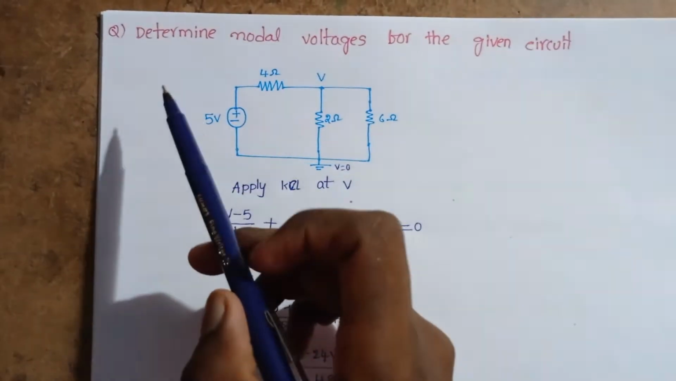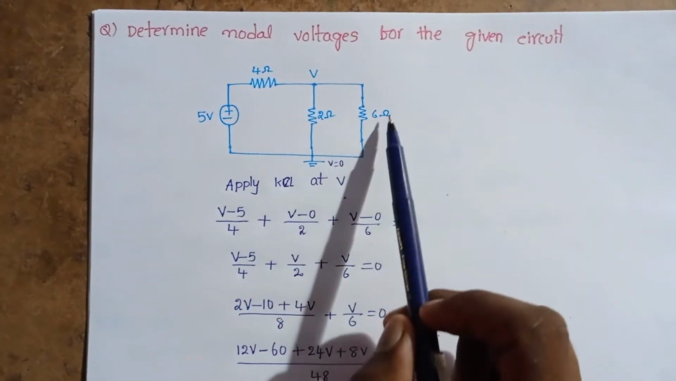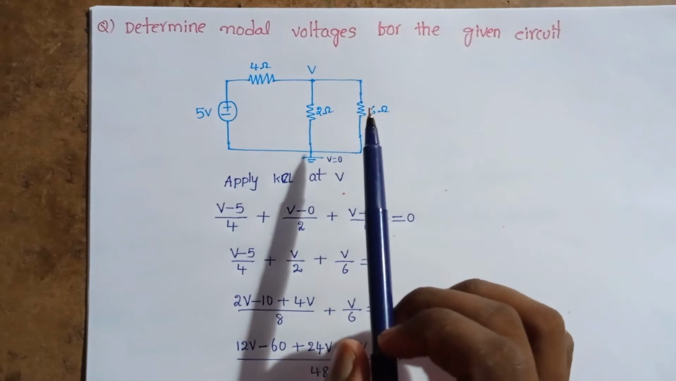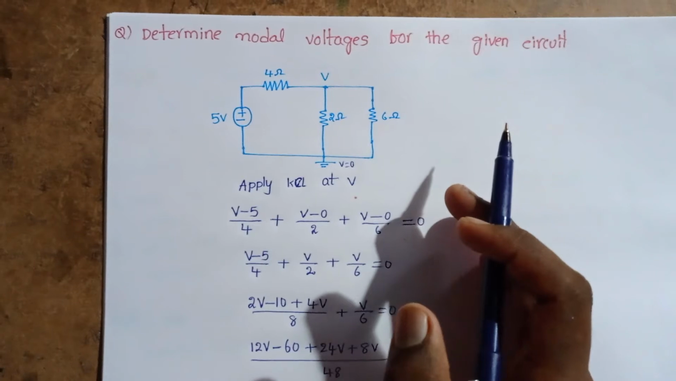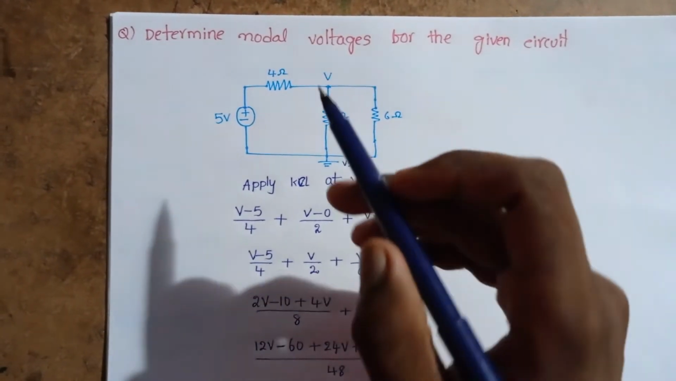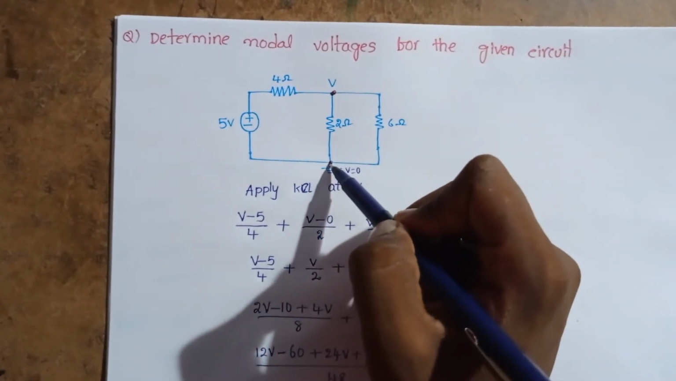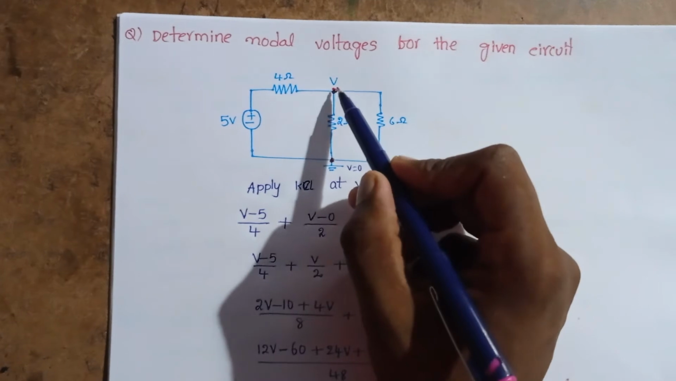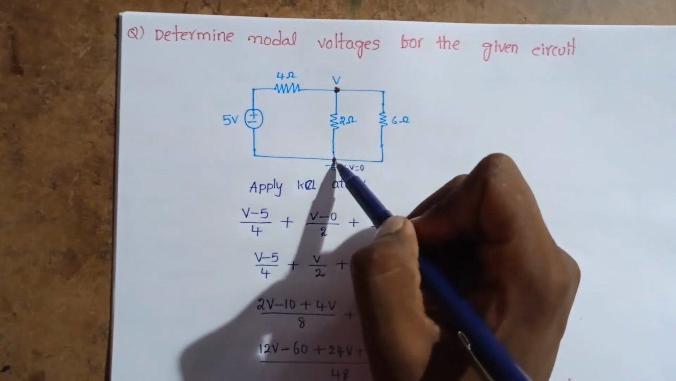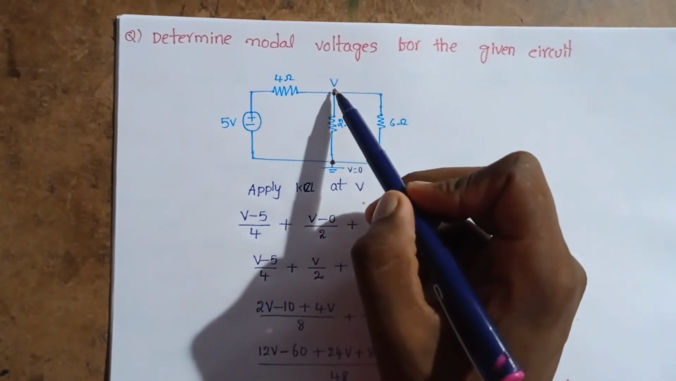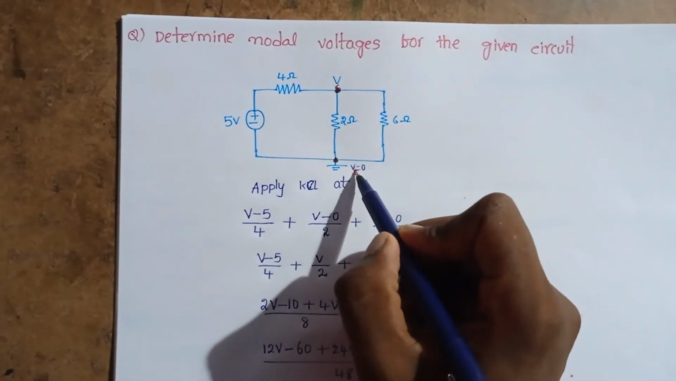Here we have one problem. Determine the nodal voltages for a given circuit. Here we have a circuit, and we have to determine the nodal voltages. According to the first step, first identify the number of nodes present in the circuit. Here we have one node and here we have another node. These two points are meeting points of two or more branches. This is one node and this is another node. Let us assume the voltage at this node is V and the voltage at this node is V1.